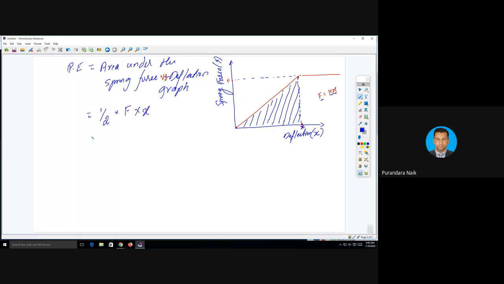So it is equal to... What is F? F is K into x. So the final answer for the potential energy is equal to half into K x square, equation number 3.